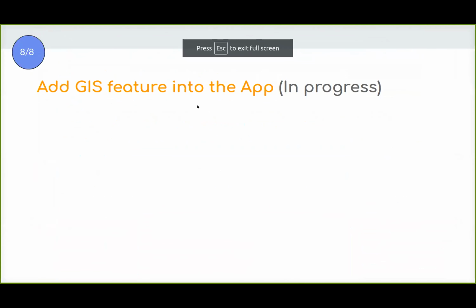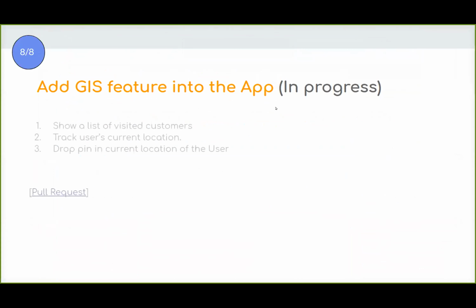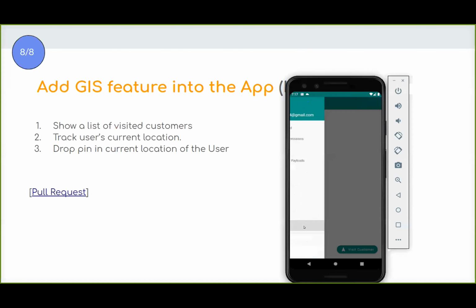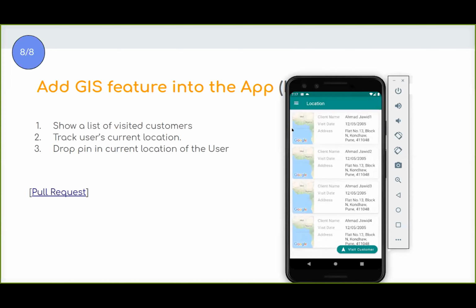And the last but not least, the feature of adding location tracking into the app. It is in progress. So in this feature, let's go to the code. Here, first we are going to show a list of visited customers. When the field officer visits customers, we'll show how many customers were visited in a list. Still work is going on. I might change some UI here. I will add more functionalities like searching and filtering; client name, visited date, and address are there, and we'll show a map here.